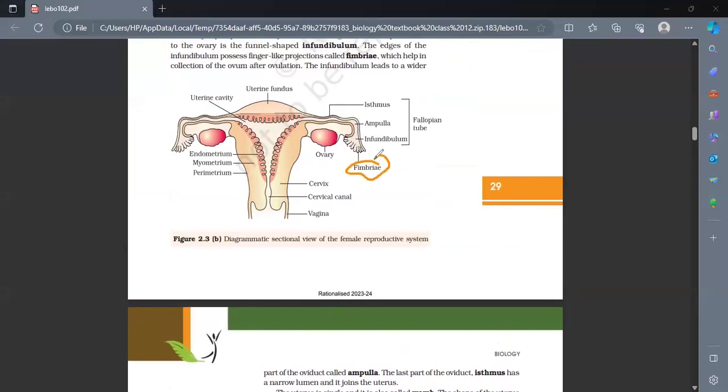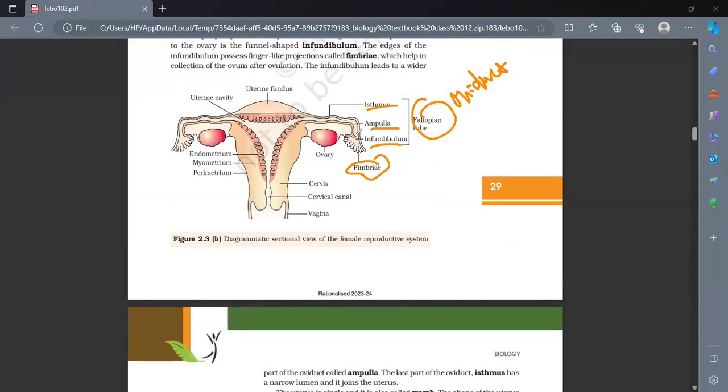This fimbriae part is meant for holding the ovum as it comes out from the ovary. Then it reaches the next part, the fallopian tube, also called the oviduct. This oviduct has three regions: the infundibulum, ampulla, and the isthmus region. We're talking about different regions.